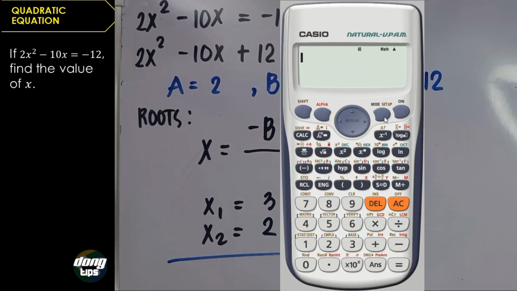Press Mode, then 5. Choose the type of equation you want to use, so that is 3 for quadratic equation. Input the coefficients a, b, and c. Input 2, press equals, then negative 10 equals, 12 equals. And we have our first root, 3. Press equals again for the second root.